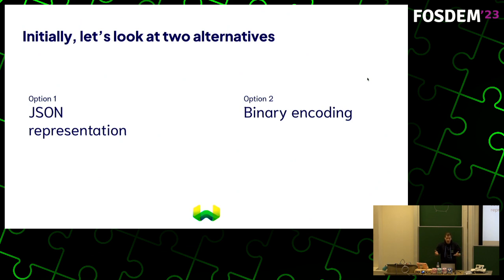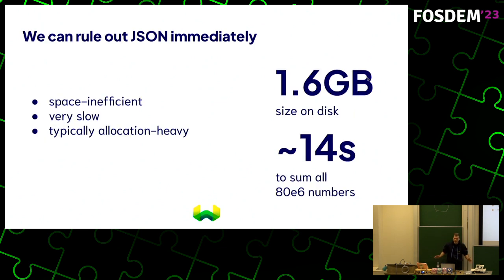We need to somehow represent that data on disk, and we're looking at two ways to do this. The first one is JSON representation, and the second one would be some sort of binary encoding, and then there'll be more. So JSON is basically just here for completeness' sake. We can rule it out immediately. When you're building a database, you're probably not using JSON to store stuff on disk, unless it's a JSON database. Why? Because it's space inefficient.